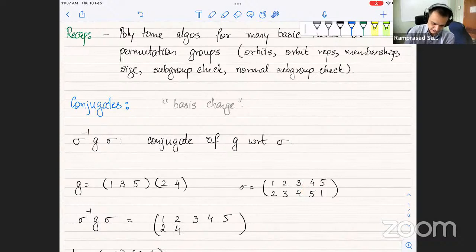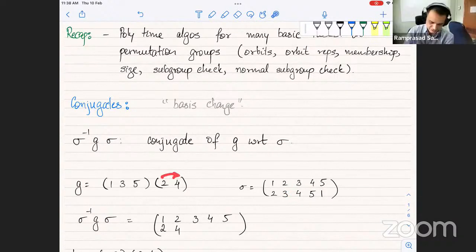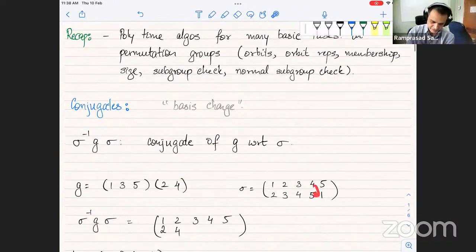Can someone tell me what is the image of 3? 4. 3 goes to 2 here. And 2 goes to 4. And then again 4 goes to 5. So this should be 5. And 4 is going to be, 4 goes to 3. 3 goes to 5. And 5 goes to 1. So therefore 4 goes to 1. And therefore this is supposed to be 3.